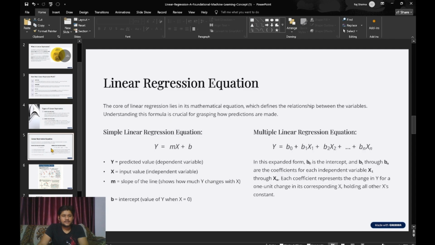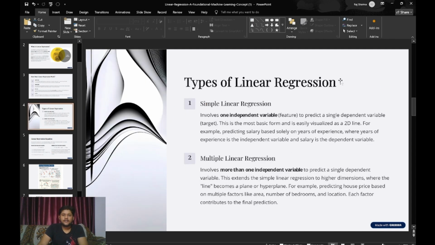So let's go to the next topic, the types of linear regression. So basically there are two types of linear regression. One is simple linear regression and the other one is multilinear regression. What are these two? In case we have one independent variable and one target variable, that will always be there, one independent variable, then we'll call it simple linear regression. And when we have multiple independent variables, that will be multilinear regression.